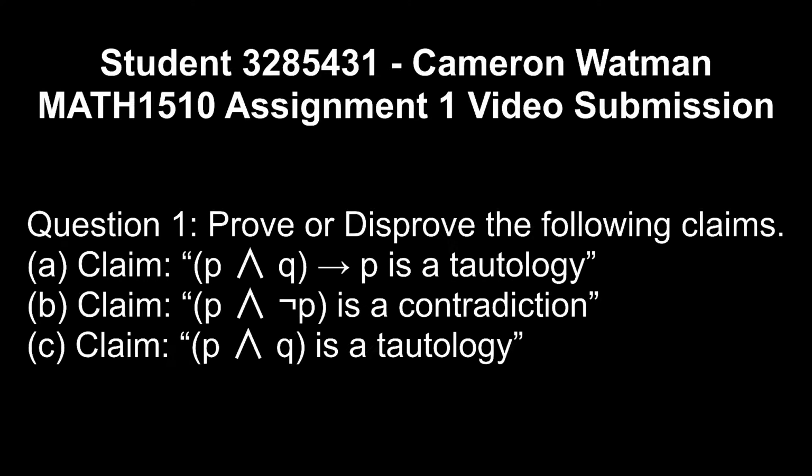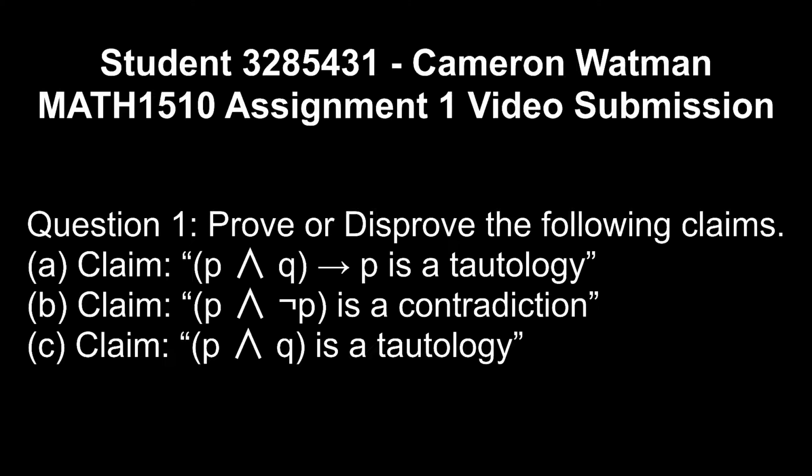I'm student 3285431, and for my Math1510 video assignment 1 video submission, I'm going to do question 1, prove or disprove the following claims. So the claims are the following: P and Q implying P is a tautology, P and not Q is a contradiction, and finally P and Q is a tautology.